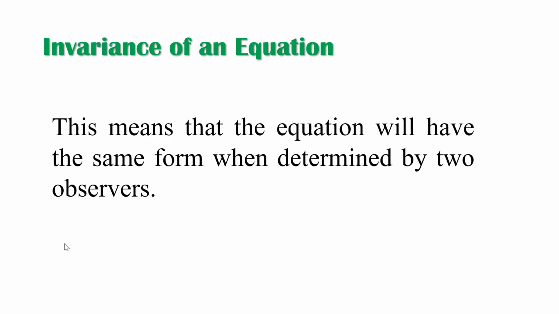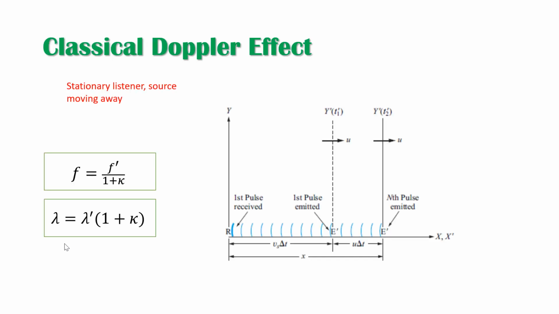Now we define invariance of an equation. This means that the equation will have the same form when determined by two observers. So based on our previous result that acceleration is invariant under the Galilean or the classical transformation, it is apparent that Newton's laws of motion, the law of acceleration, F equals mass times acceleration, is also invariant in classical transformation. Now let us take a look at the classical Doppler effect.